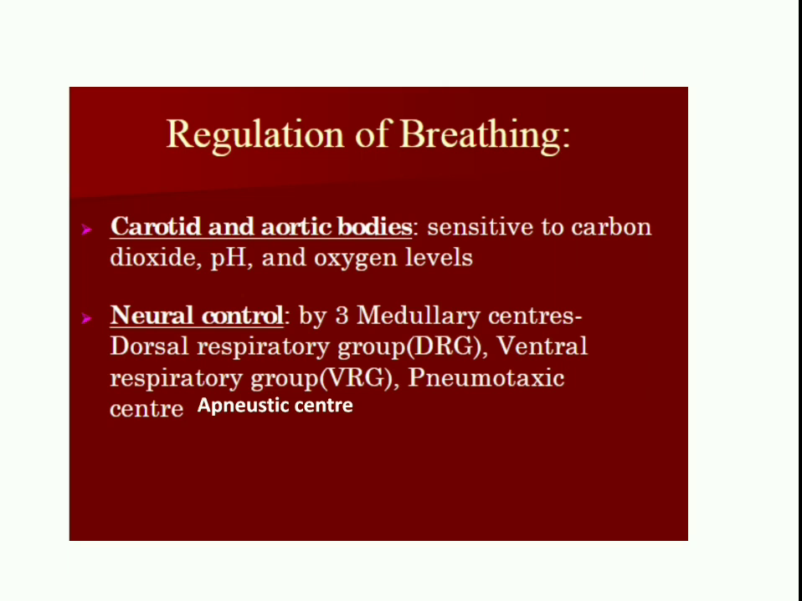It can be directly exerted, or it can be felt in the number of breaths. So here the carotid and the aortic bodies are highly sensitive towards carbon dioxide, pH, and oxygen level, and try to regulate the amount of carbon dioxide in blood. Next, neural control. It has the dorsal respiratory group as well as the ventral respiratory group, or we can consider it as the pneumotaxic center as well as the apneustic center.